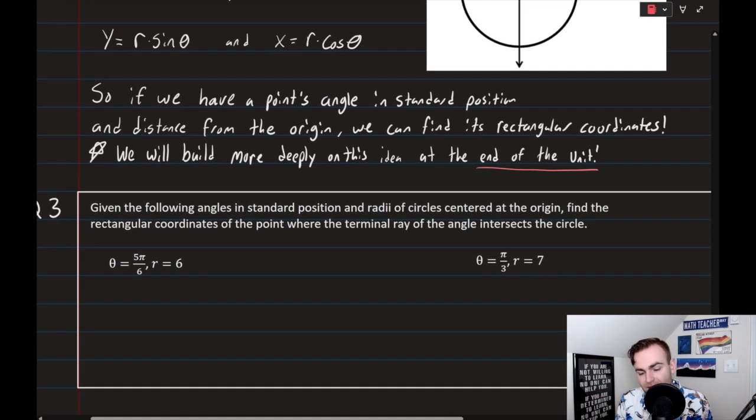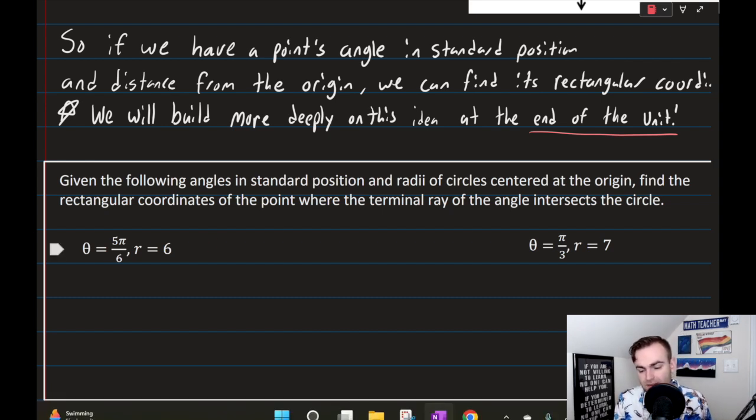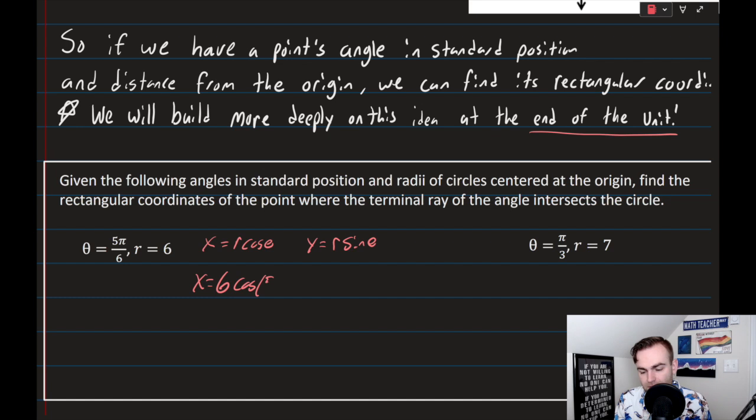So if we are given an angle in standard position and the radius of a circle, can we find the xy coordinate of the point? Well, yes. The x coordinate is r cosine, and the y coordinate is r sine. Might help to use theta. So x is equal to 6 cosine of 5 pi over 6. And this is where, maybe I should have memorized this, or I should have taken the time to memorize this, comes into play.